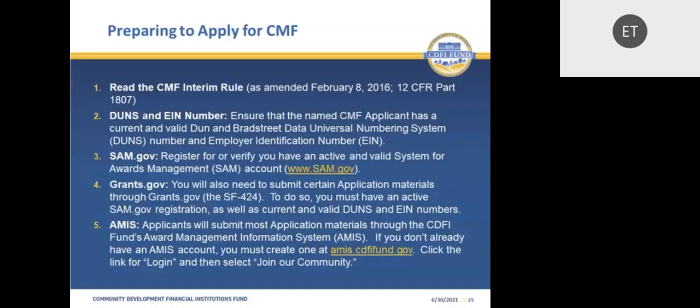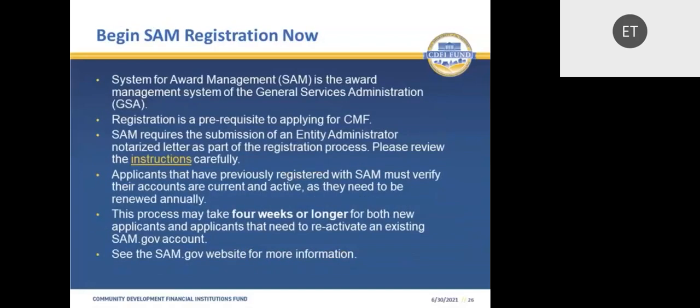One other thing to note on creating an AMOS account, you will need to enter the correct EIN and DUNS number. Again, it needs to be for the applicant entity, and it will need to match the EIN and DUNS that you've entered in your SAM account, as well as the EIN and the DUNS on the SF-424 that you will submit in grants.gov. So this step is important. If you already have an AMOS account, please verify that the EIN and DUNS entered is correct and it's for the applicant entity.